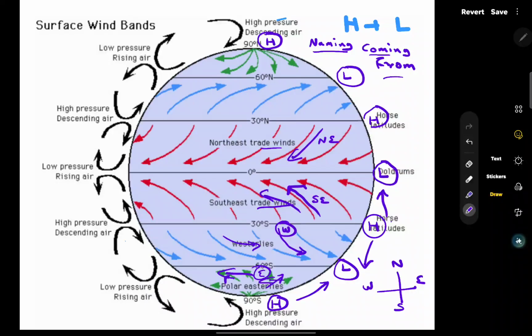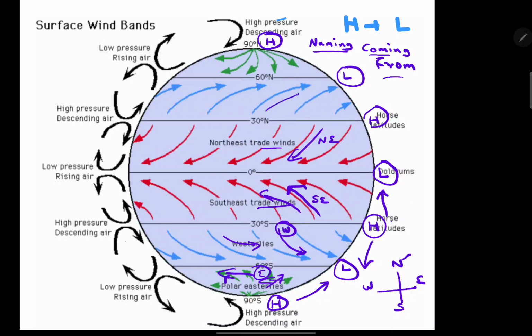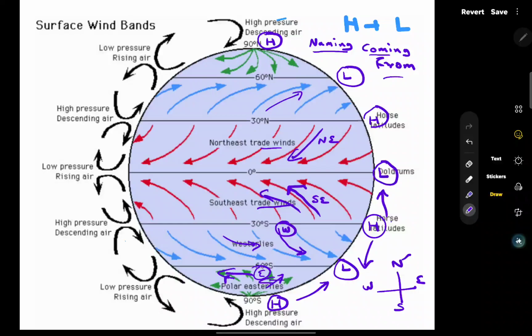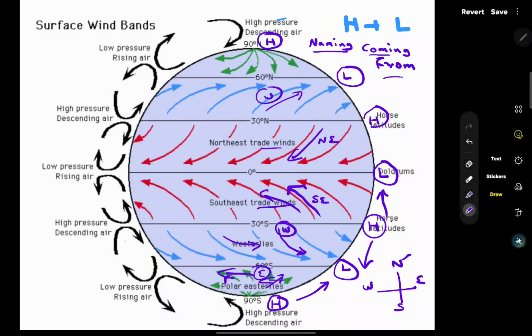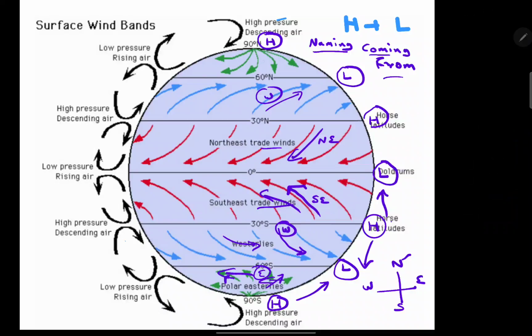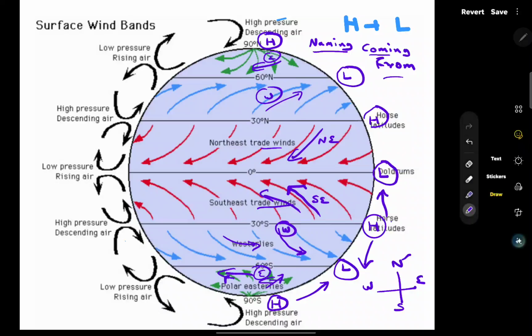And then these winds will be called westerlies. Again, westerlies, because these are coming from the west. And these will be called polar easterlies, again because the wind will be going like this. And like that, you will come to know what the direction of the wind is and what the names of all the major surface winds are.